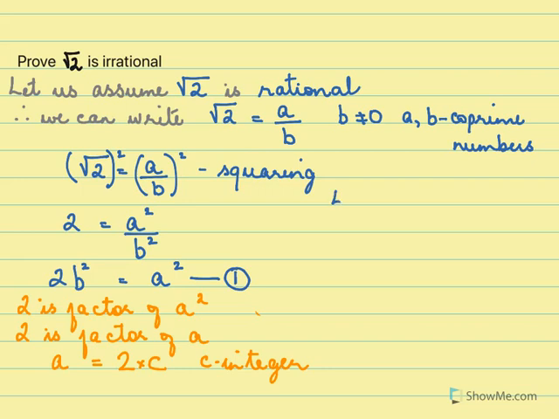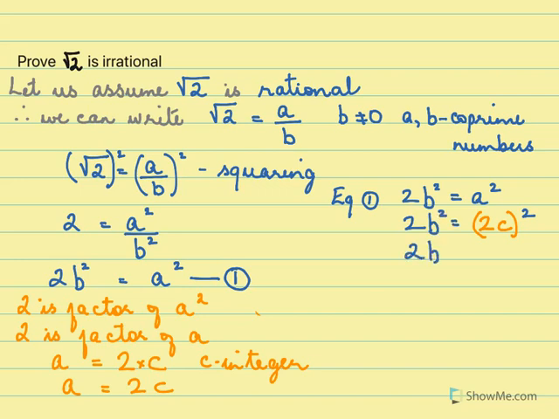Now in our equation 1, which was 2b square equal to a square, I am going to put the value of a. Here I have found the value of a. I took a as 2c. So for a, I am going to put 2c the whole square. So 2b square equals 2c the whole square, so 2b square equals 4c square. If I divide the equation by 2, I'll get b square equal to 2c square.